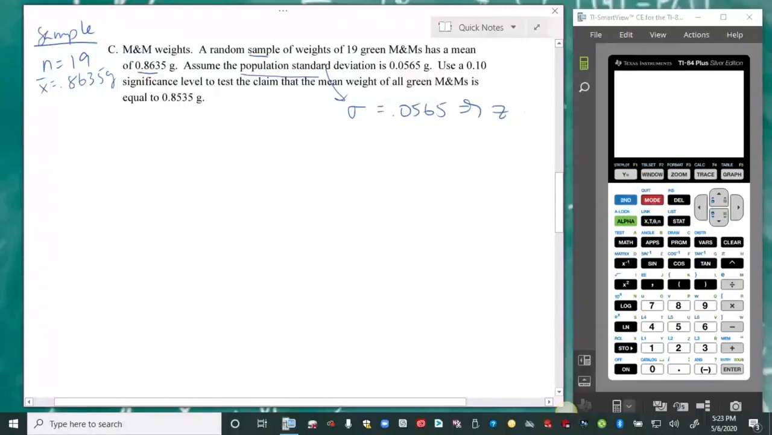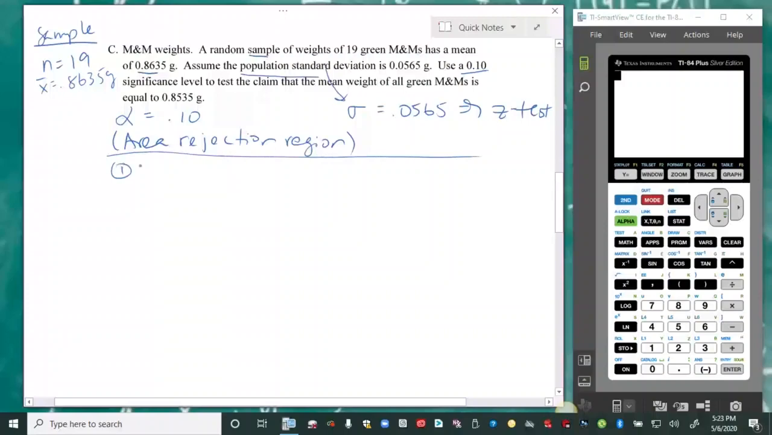So we're going to use the z-test, the normal curve. We don't need degrees of freedom this time. Okay, so we're going to use a 0.10 significance level. This is my alpha, 0.10. Remember, this is the area of the rejection region. To test the claim that the mean weight of all green M&Ms is equal to 0.8535.